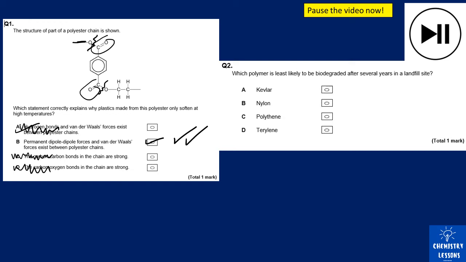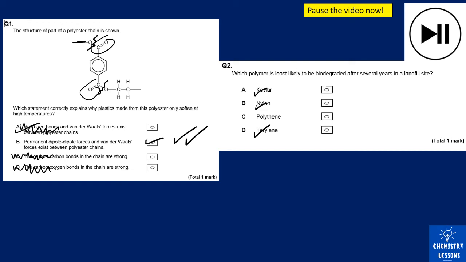Right, which polymer is least likely to be biodegraded after several years in landfill site? Now, we know that polyesters, polyamides can biodegrade over a long period of time, but polyalkenes can't, so addition polymers can't. Now, Kevlar, nylon and terylene, they were our 3 specific examples of polyesters and polyamides.